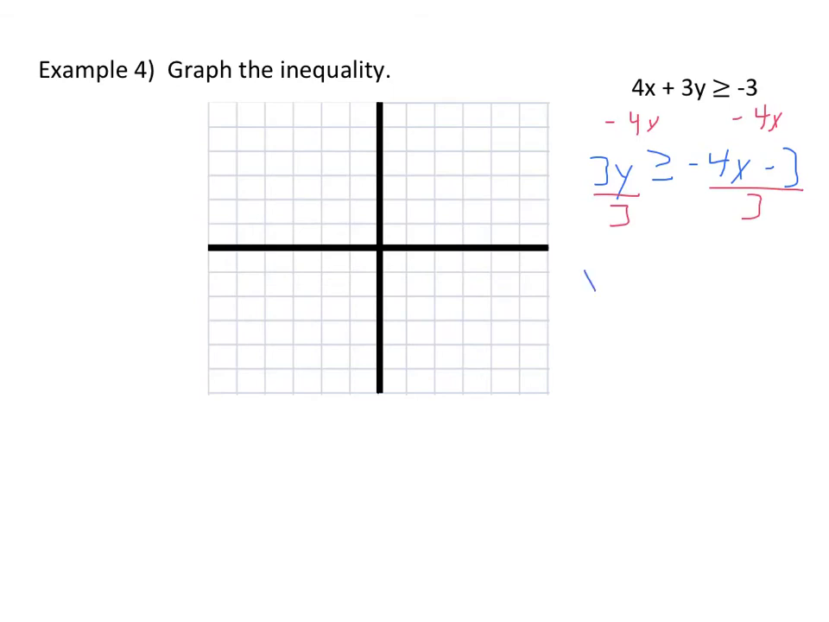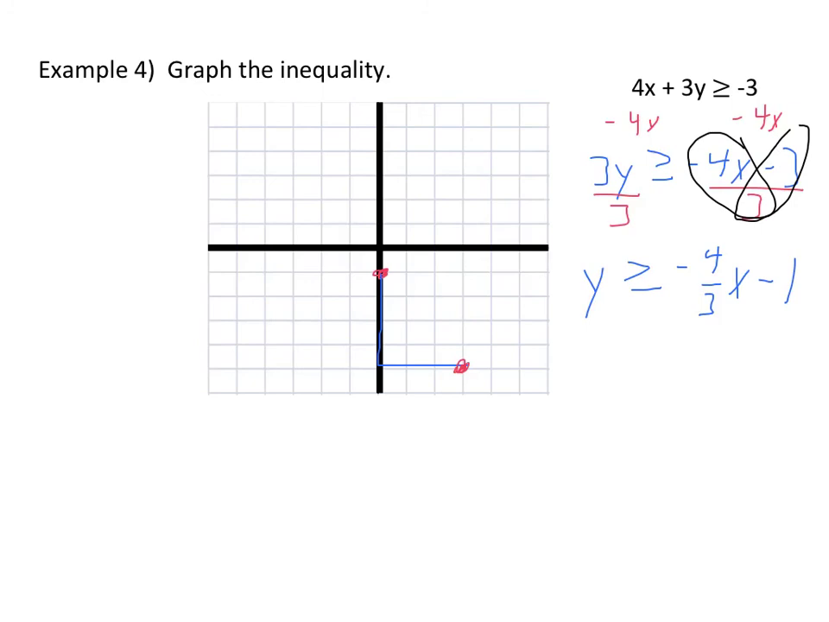Now we're dividing by a positive number. Not change directions. Both are being divided by 3. So again, we have one fraction for the slope, and negative 3 divided by 3 is negative 1. We now have a y-intercept of negative 1. We have a slope of negative 4/3, so down 4, to the right 3.